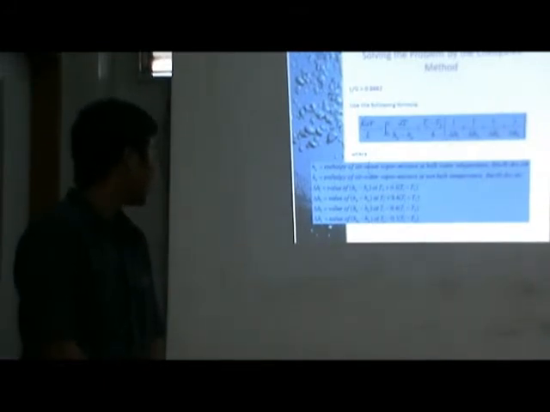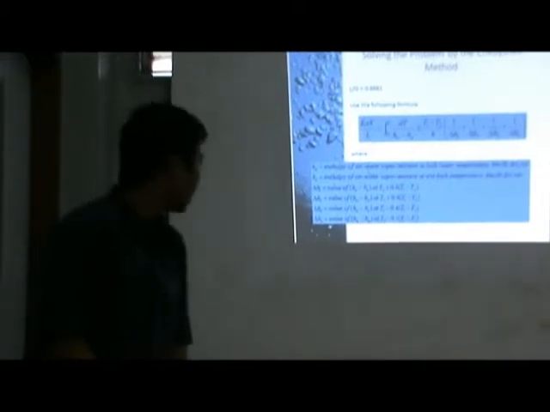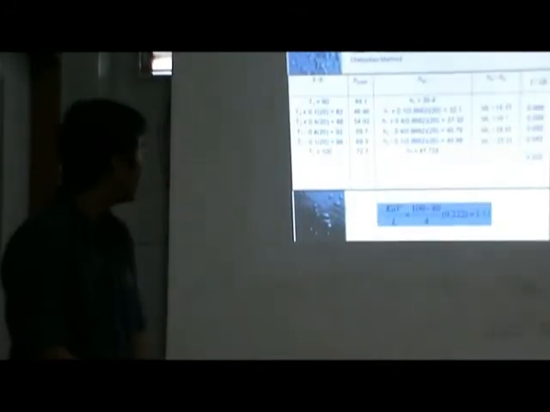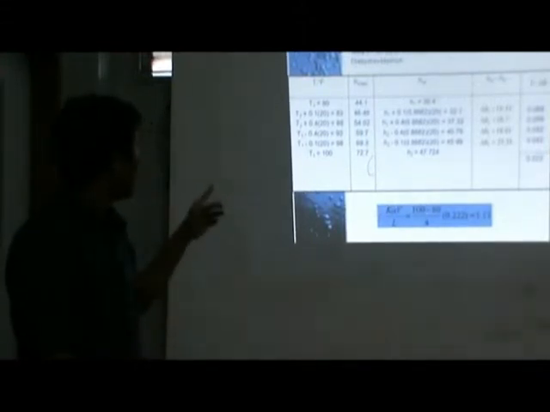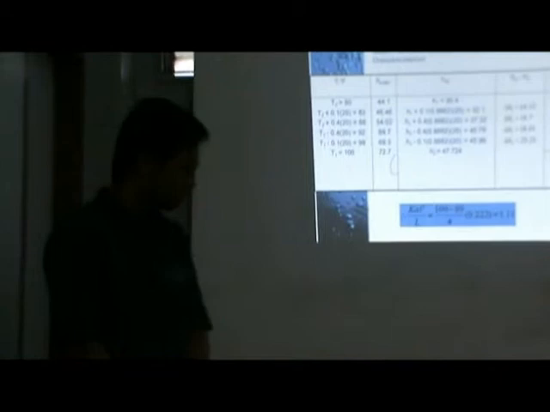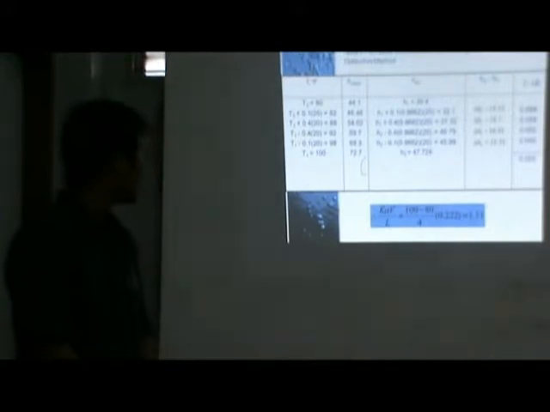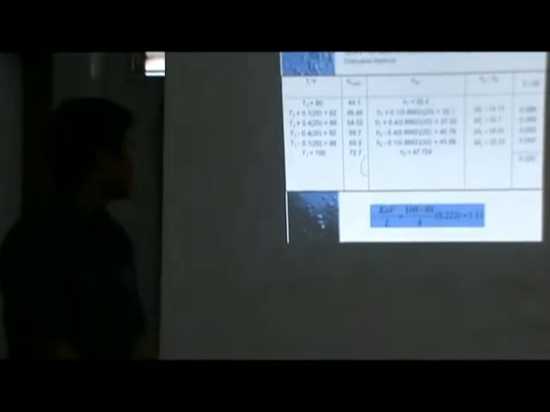Then delta H1, delta H2, delta H3, delta H4 are the enthalpy differences at temperature T2 plus 0.1 times T1 minus T2. So these are the calculated values for the following variables. Then plugging into the equation, in the first equation, we get the characteristic value KaV over L of 1.11.